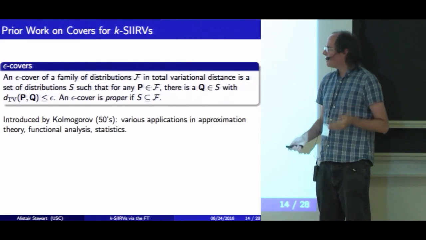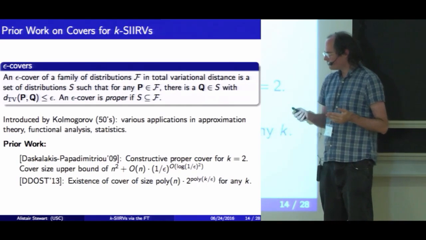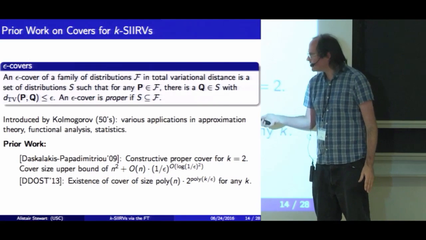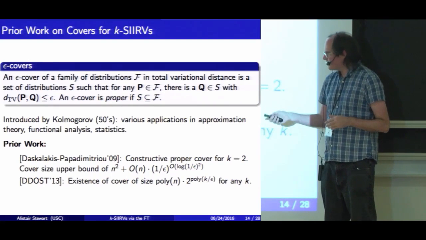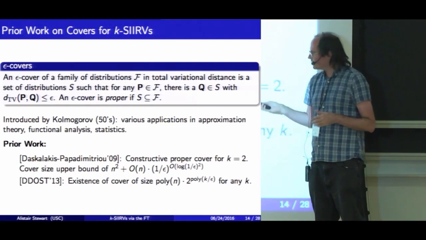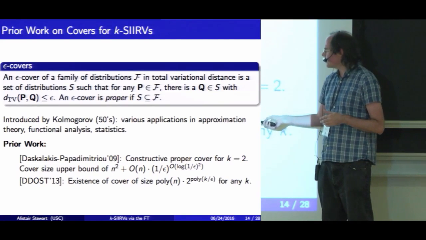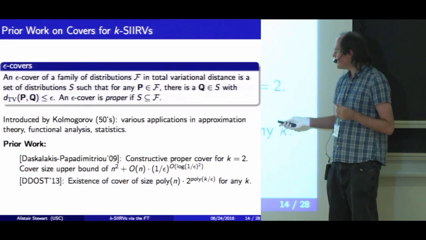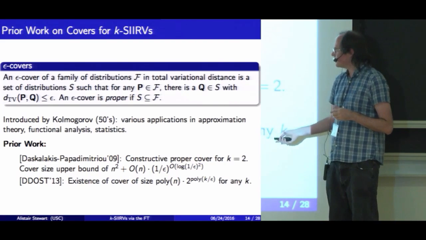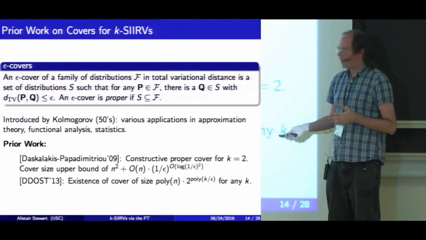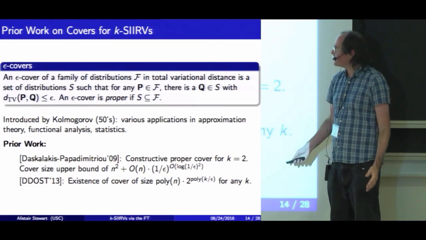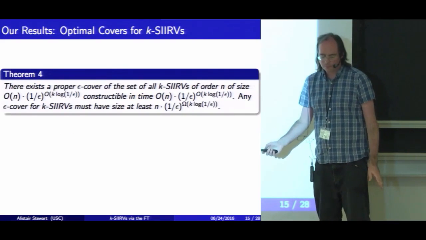Now, previous work on these, again, the k equals 2 case has better results. Diakonikolas and Papadimitriou give a constructive proper cover of quasi-polynomial size. But for k bigger than 2, the best known bound is exponential in 1 over epsilon. And so the first question is, can we get something closer to this, at least for constant k? And the answer is yes, we can get quasi-polynomial for constant k.